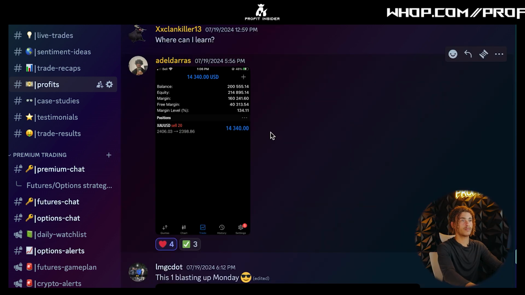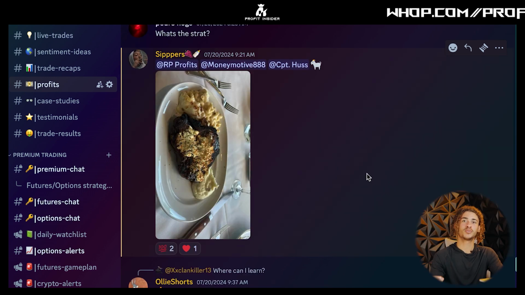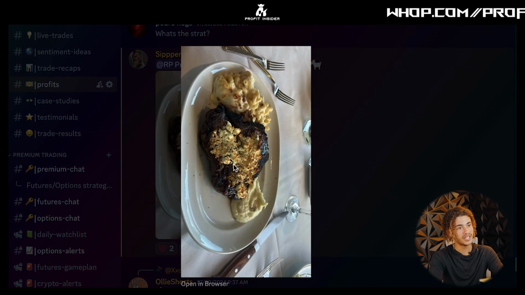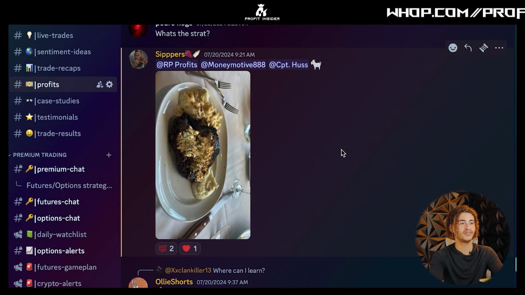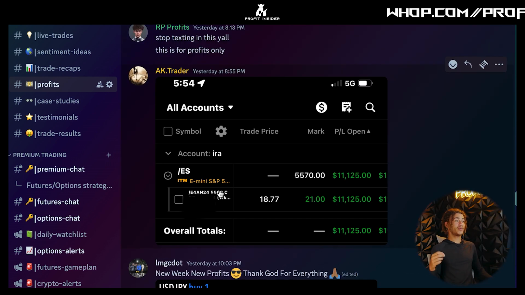My man Aiden with a quick $14,000. He's trading forex. So you can see that people are trading all different types of assets in our community. This is awesome. So this is one of our members spending his profits and enjoying a nice dinner out. Looks like we got some mac and cheese and some steak going on there. That's great. I love to see that. Last night, one of our members made $11,000 trading futures using my strategy.